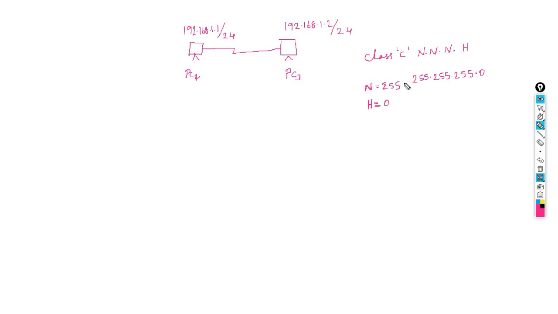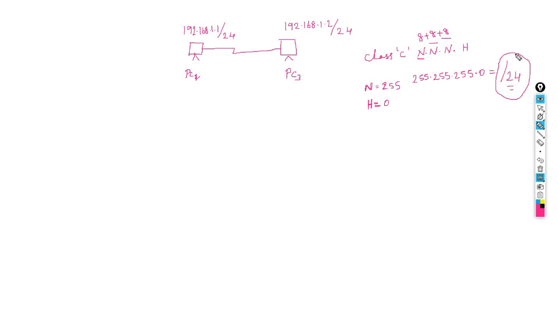Here I have the class C IP, that is 192.168.1.1/24. We can write this as /24 also. Why are we writing /24? Because each block has 8 bits. So this is 8, this is 8, this is 8. When we add 8 plus 8 is 16, 16 plus 8 is 24. That's why we write /24. This subnet mask notation we call CIDR.